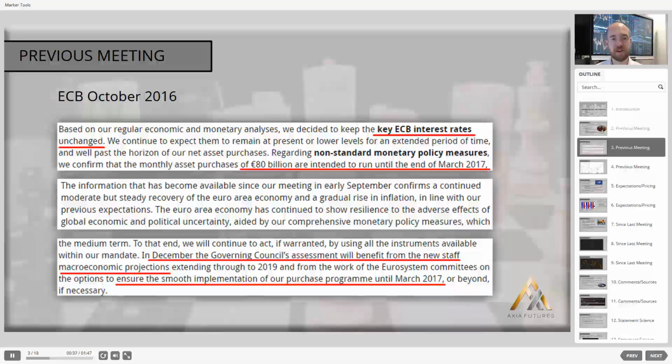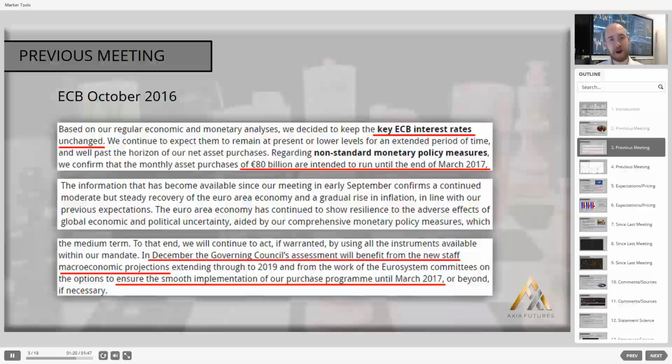So in 2016, I've highlighted the key things. The ECB left key interest rates unchanged. That was expected. They also stated that their bond buying of 80 billion a month was intended to run until March 2017. That equally was reiterating information we already knew, so nothing new there. However, what the ECB did do, and this is the forward guidance tagline idea, was guide the market. They said in December, the Governing Council's assessment will benefit from new staff economic projections, and they are going to be looking at options to ensure smooth implementation of our purchase programme until March 2017.